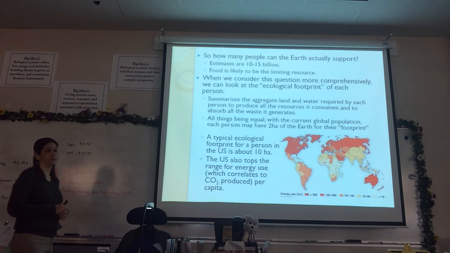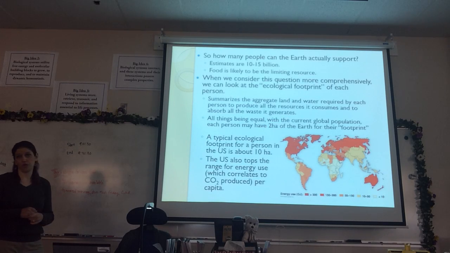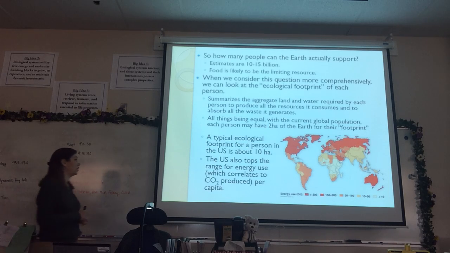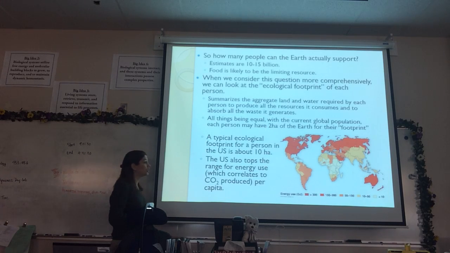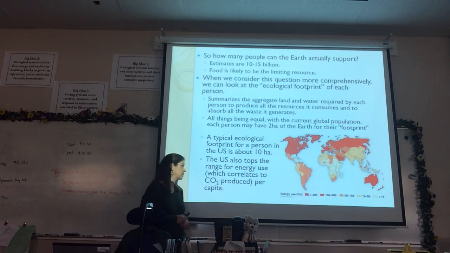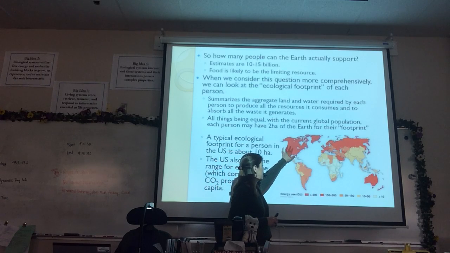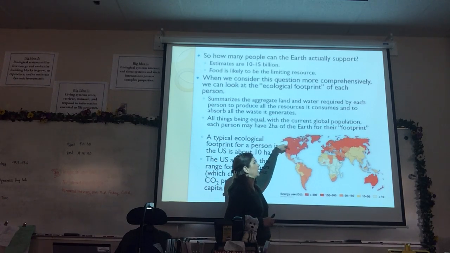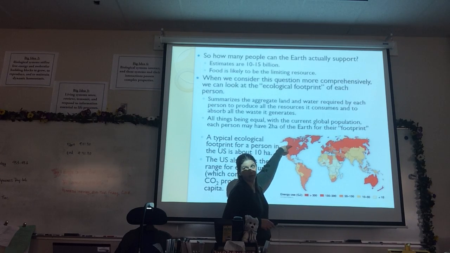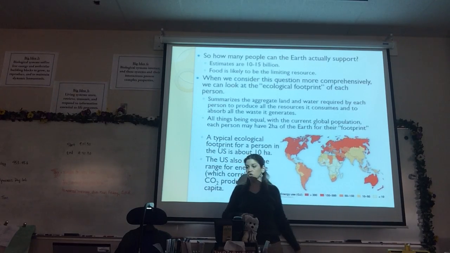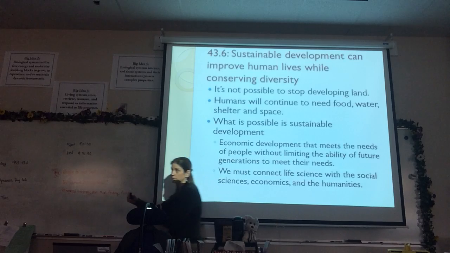In the United States, a typical person is 10 hectares, so we're using 5 times more on average than we should. The U.S. also tops the range for energy use, which directly correlates to CO2 produced per capita. So we are bright red. This is just saying per capita, per person, how much energy do we use? And the answer is more than any other place on the planet. Okay, we're the darkest red of any of them. That's us. Oh, so sad. Right? So the goal is for us to use less.